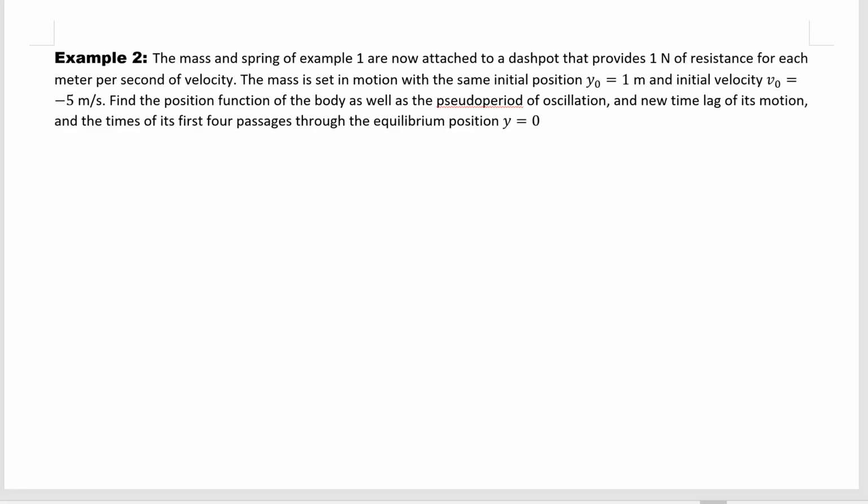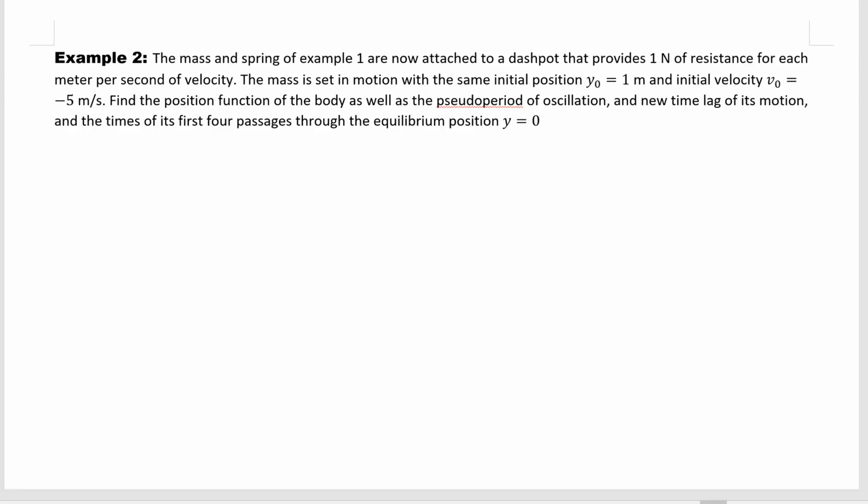Example 2. The mass and spring of example 1 are now attached to a dashpot that provides 1 Newton of resistance for each meter per second of the velocity. The mass is set in motion with the same initial position y of 0 equals 1 meter and initial velocity v0 equals minus 5 meters per second.